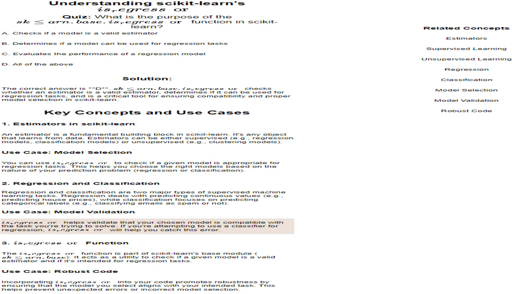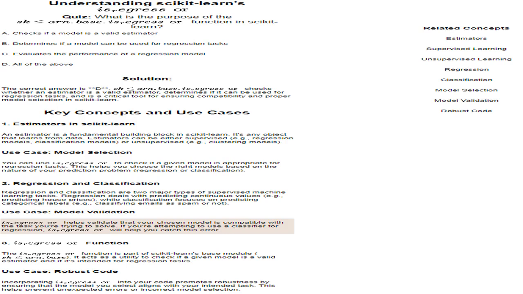If you are attempting to use a classifier for regression, isRegressor will help you catch this error, ensuring that a linear regression model, chosen for house price prediction, is indeed a valid regression model before training it. Catching a potential mistake if a classification model is accidentally used for predicting continuous values like stock prices. Checking if the model used for customer segmentation is a clustering model, as intended.